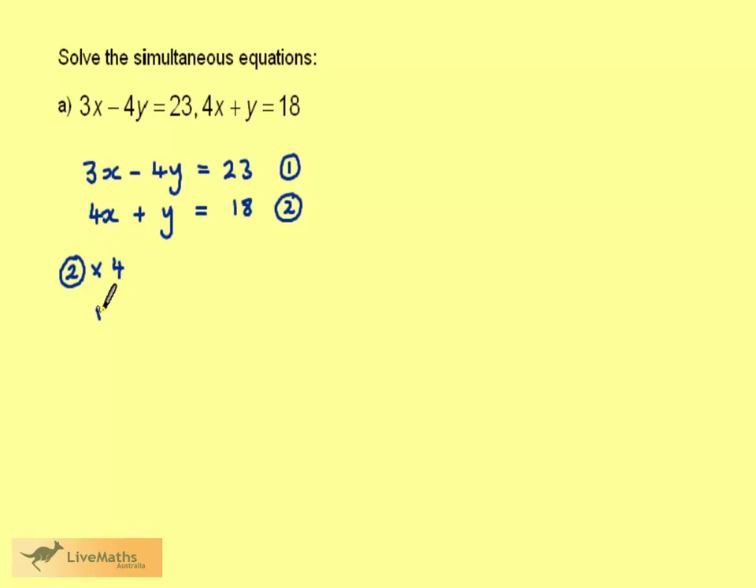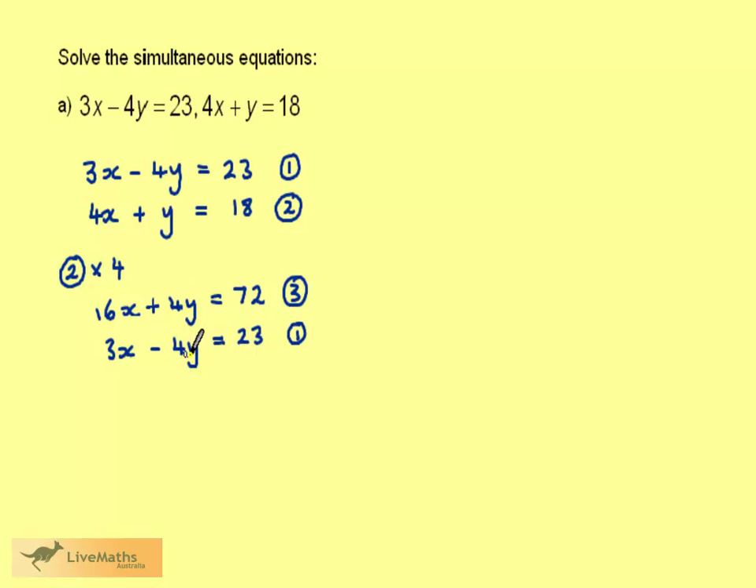we'd get 16x plus 4y is equal to 4 times 18, which is 72. Call this equation 3. Equation 1 is 3x. Take away 4y is equal to 23.